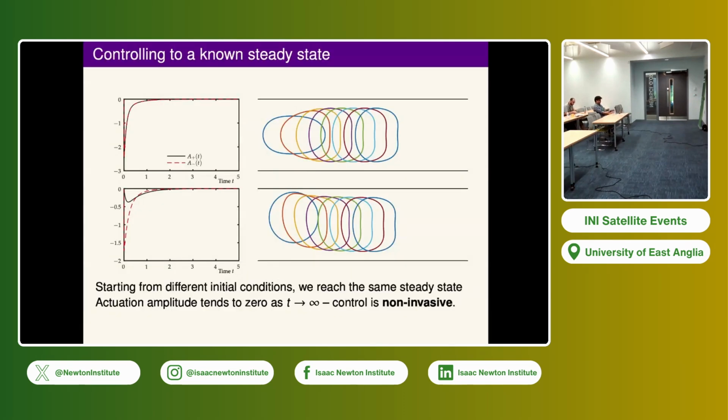Okay, and we can do this for some different initial conditions. And in general, we get to the same unstable steady state at the end of it. And in each case, the injection amplitudes, which I'm plotting on the left, decay to zero as time increases. And the thing that's really important is that this actuation amplitude does tend to zero, which means that the control is non-invasive. So at late times, the control amplitude is virtually zero.